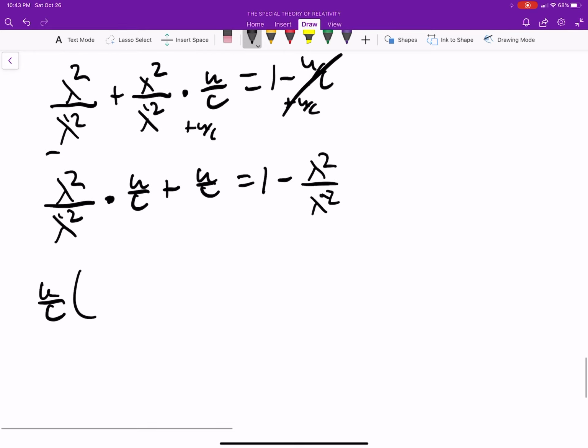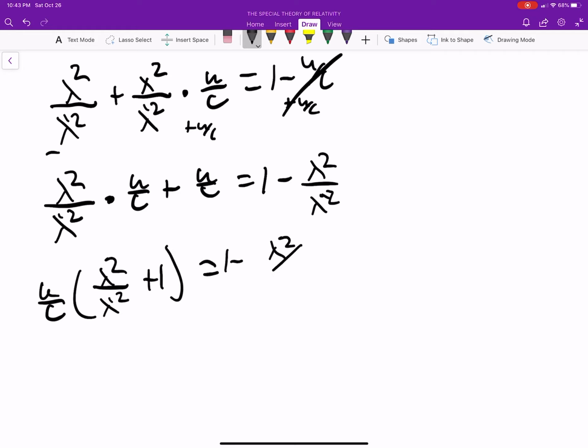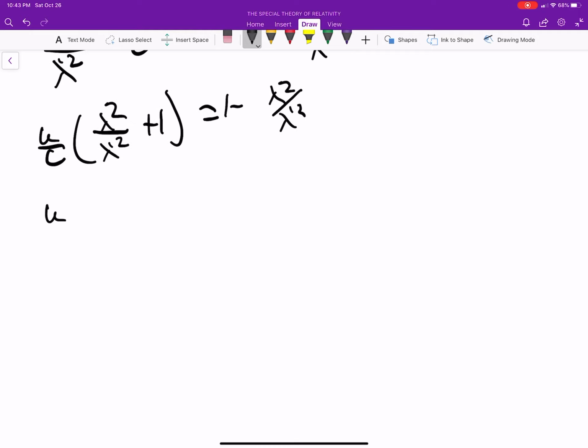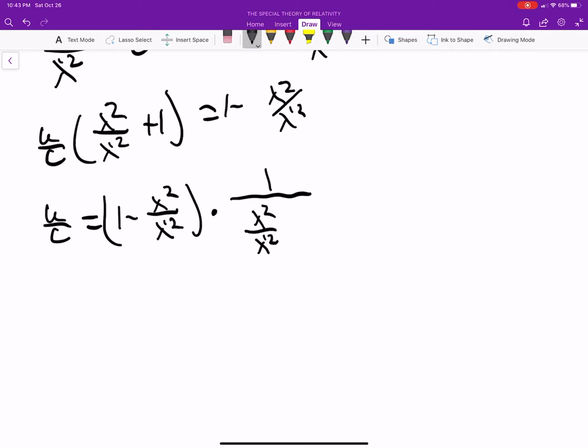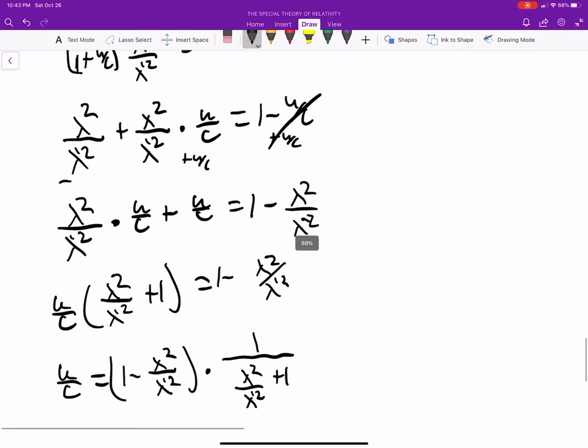Factor out a u over c. You get u over c times (lambda squared over lambda prime squared plus 1) equals 1 minus lambda squared over lambda prime squared. And finally, u over c is equal to 1 minus lambda squared over lambda prime squared times 1 over (lambda squared over lambda prime squared plus 1). And then all we have to do is plug in what we know.